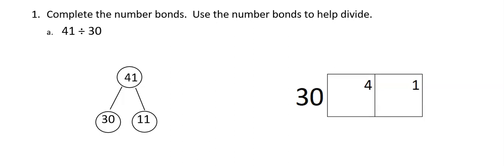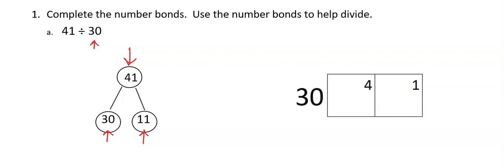We have a number bond showing a decomposition of 41. The goal is to think of multiples of the divisor, and in this case the divisor would be 30, and try to come up with a multiple of that divisor that's less than the dividend, less than 41. So in this case, 1 times 30 is 30, so that's one part of the number bond. If I take 30 away from 41, that leaves me 11.